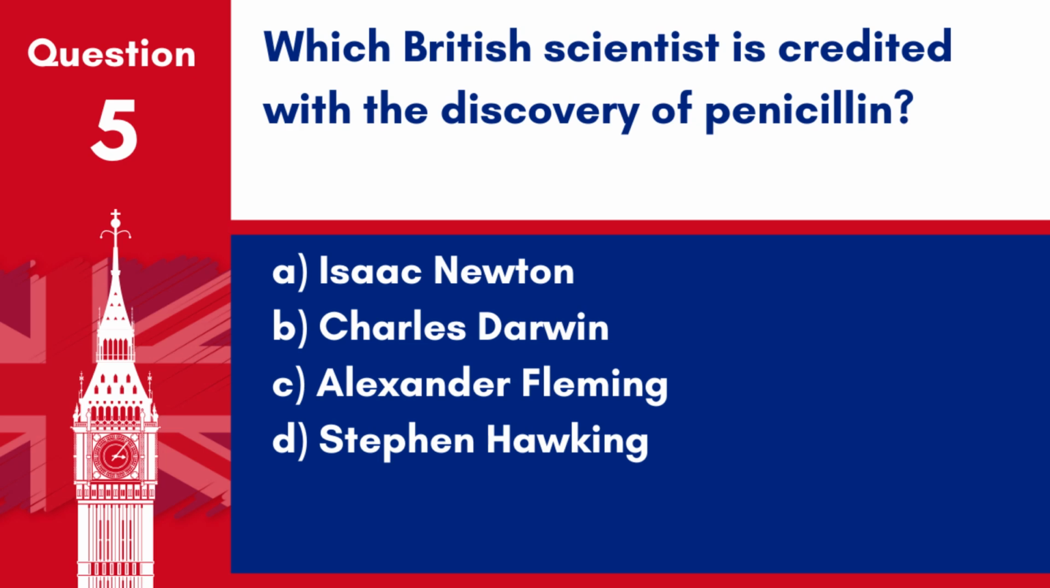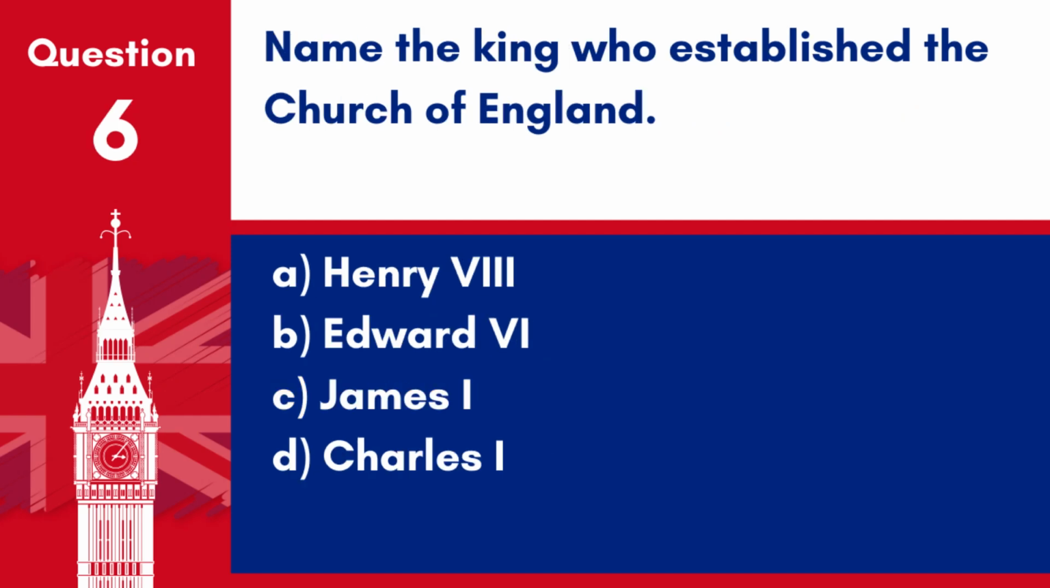A. Isaac Newton, B. Charles Darwin, C. Alexander Fleming, D. Stephen Hawking? Answer: C. Alexander Fleming. Alexander Fleming is credited with the discovery of penicillin in 1928, which marked the beginning of modern antibiotics. Question 6. Name the king who established the Church of England.